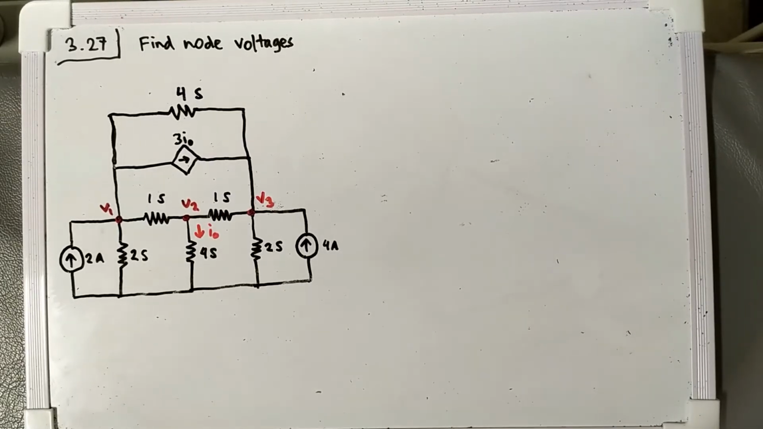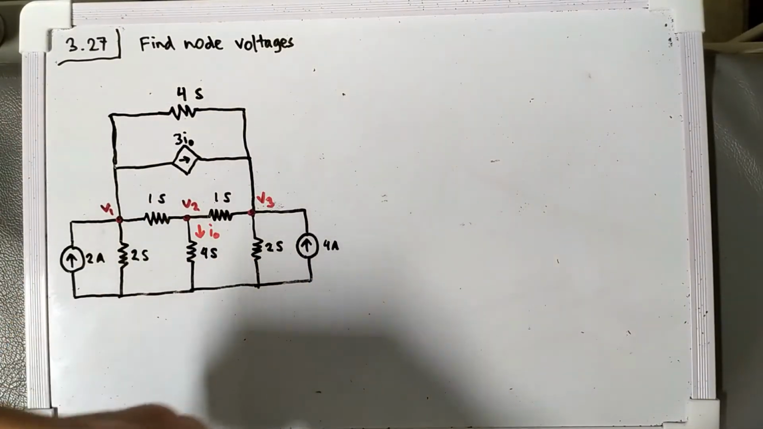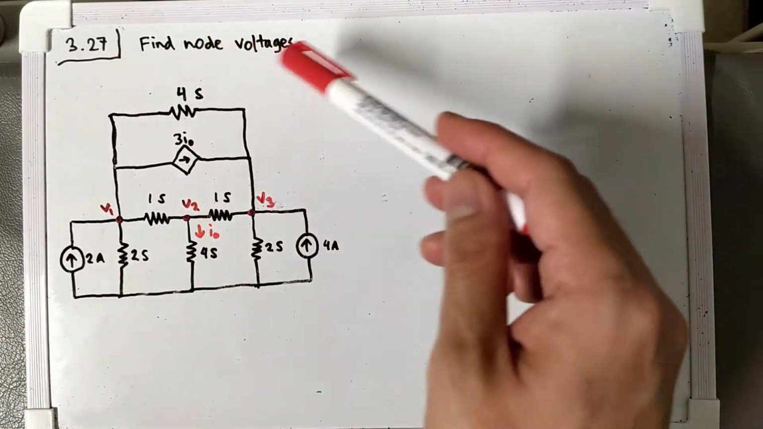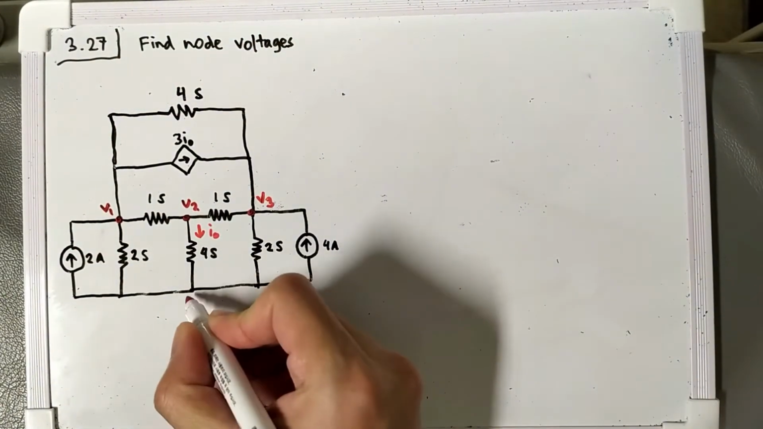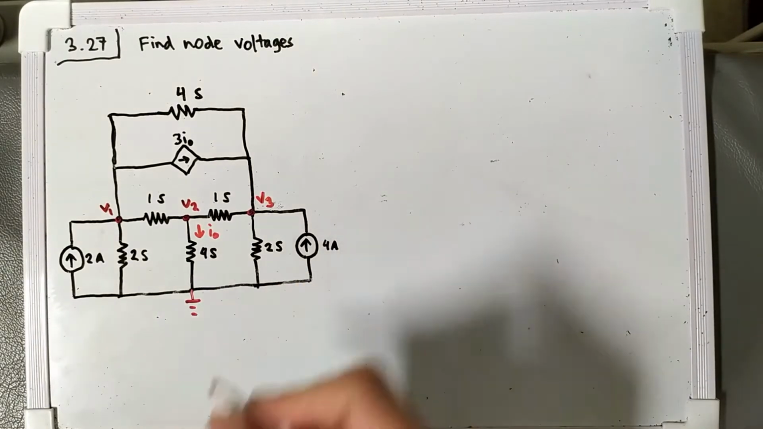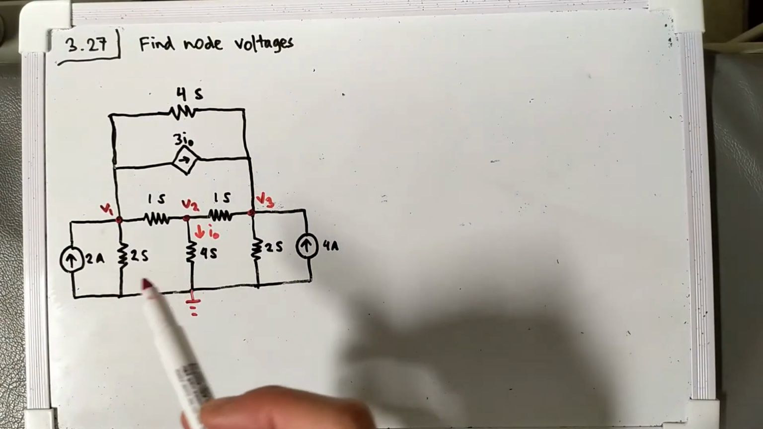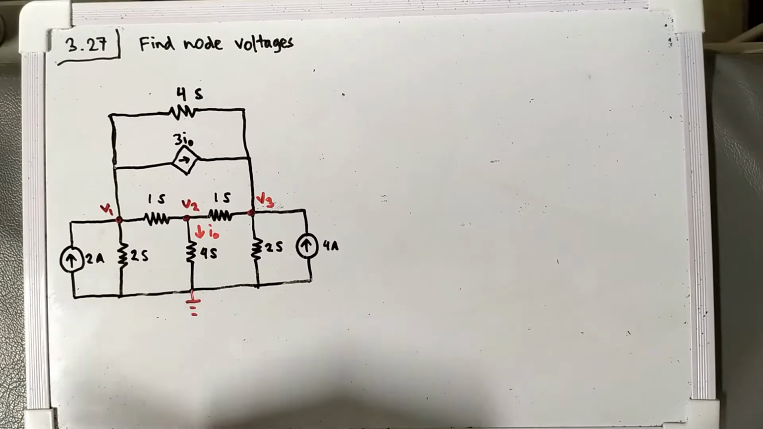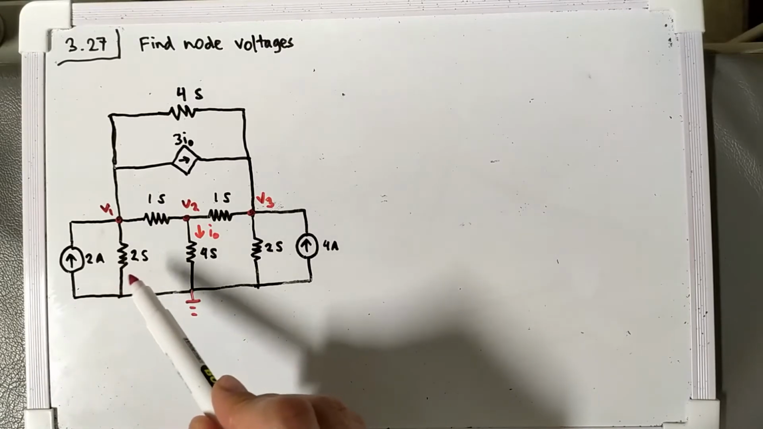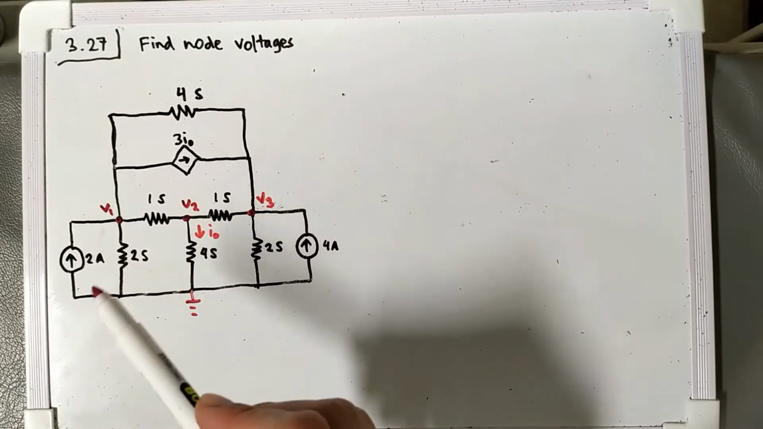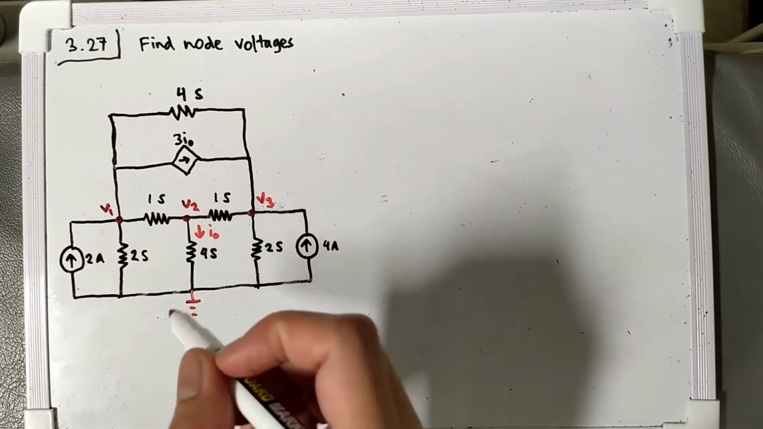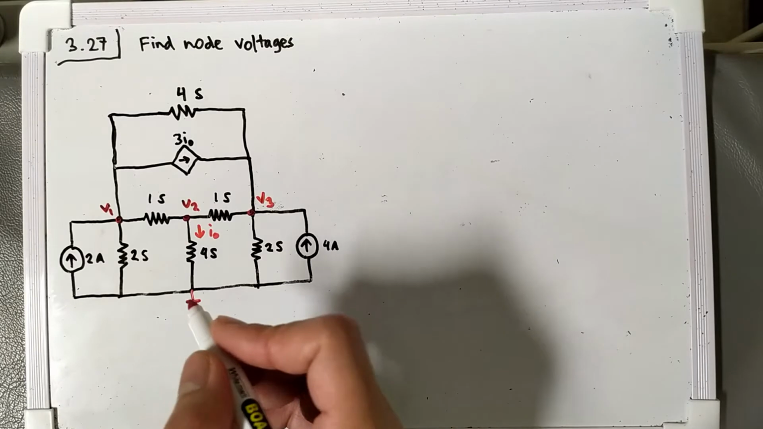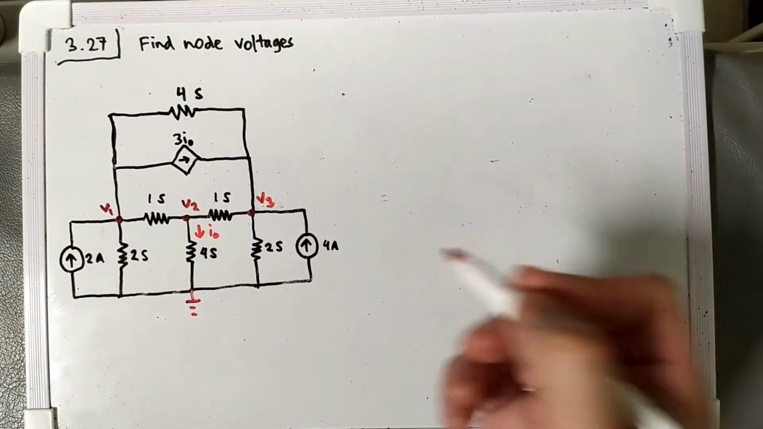So we are going to solve problem 3.27 from Sadiku. Our task is to find node voltages V1, V2 and V3, and I will make this our ground. If we pay attention here, the unit of the resistor is not in ohm but in Siemens. Siemens is the inverse of the resistance, so 1 Siemens is 1 over ohm.